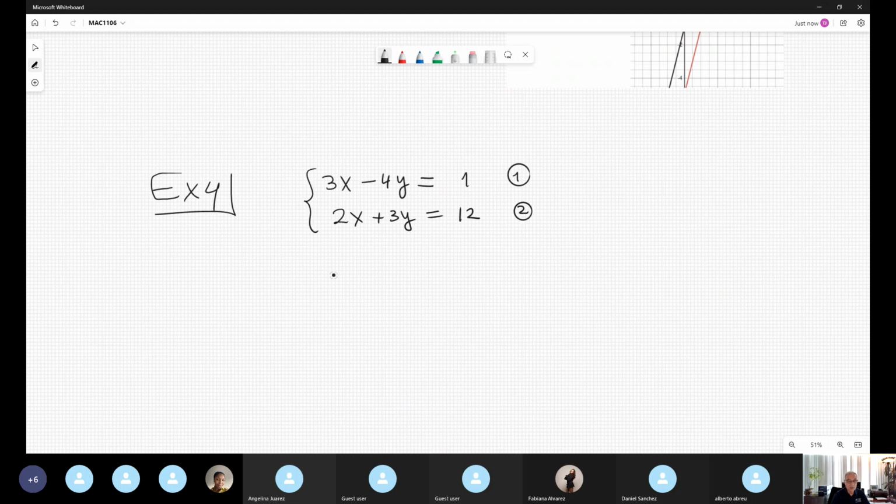I need to solve it. In examples 1, 2, and 3, we did it by substitution because we had at least one variable whose coefficient is 1 or negative 1. But in this example, no. We have none. The coefficients are 3, negative 4, 2, and positive 3. The coefficient is the number in front of the variable. So now we are using elimination. Elimination, in my opinion, is the fantastic way.